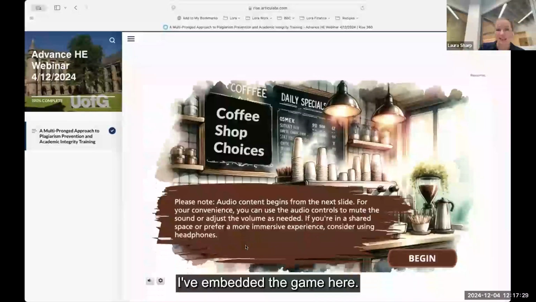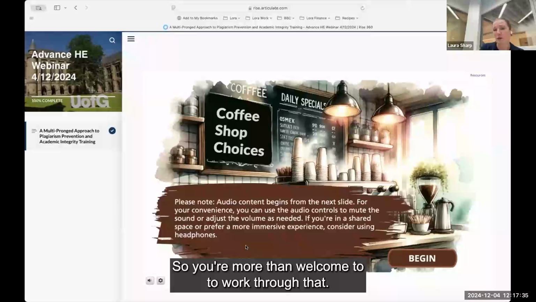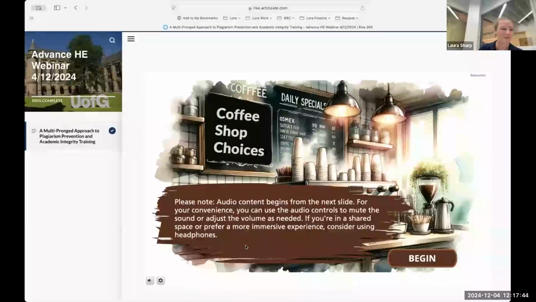I've embedded the game here. It takes about 10 minutes to work through the 6 scenarios. So you're more than welcome to work through that. And if anybody's interested in engaging with it, taking it, borrowing it, then please do let me know.